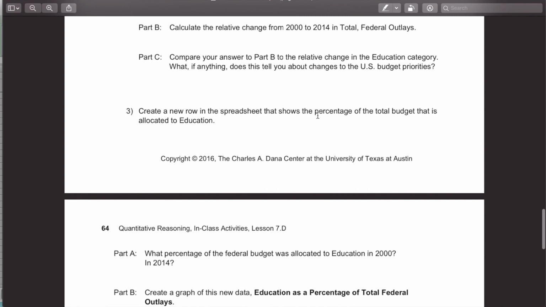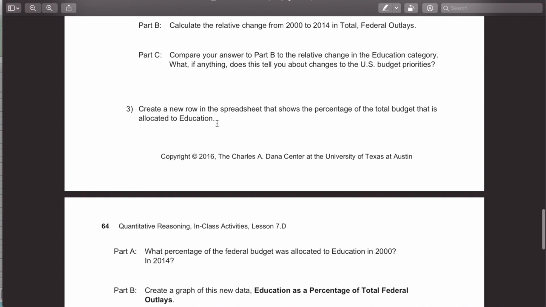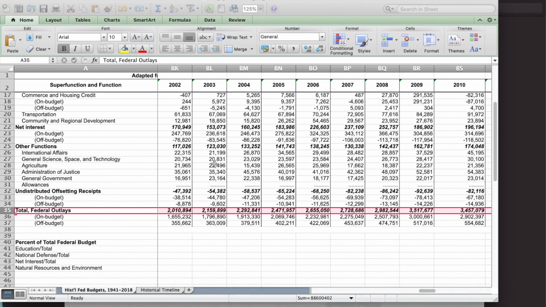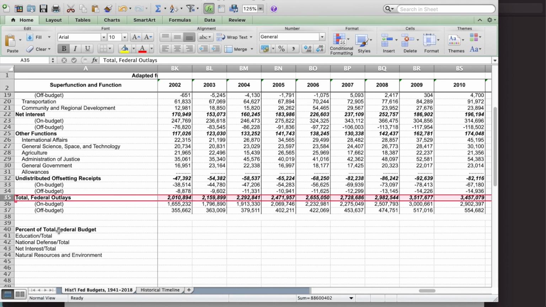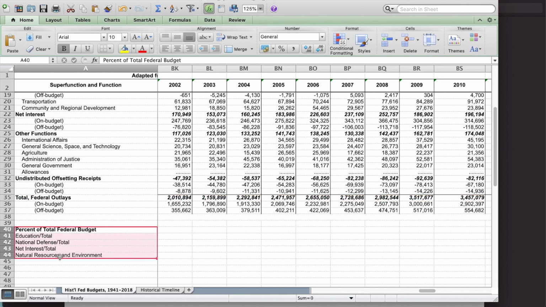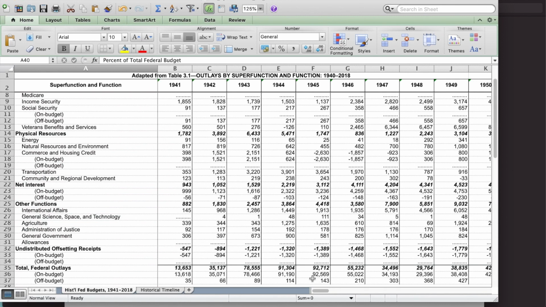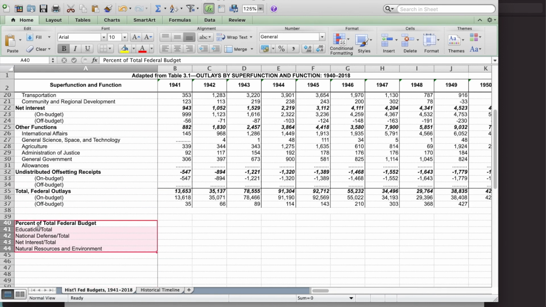So we're going to compare to find out what percentage of the total budget is being allocated to education. So what we're going to do is come back to our spreadsheet, and you see here we have these new rows down here that are blank. We're going to start filling those out. So scrolling all the way to the left, we're going to come over here for education to total.